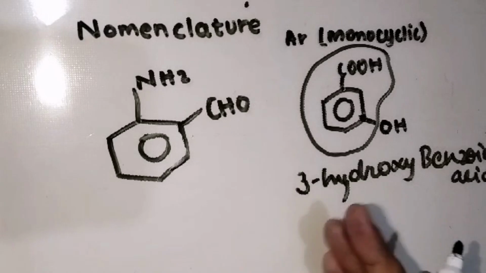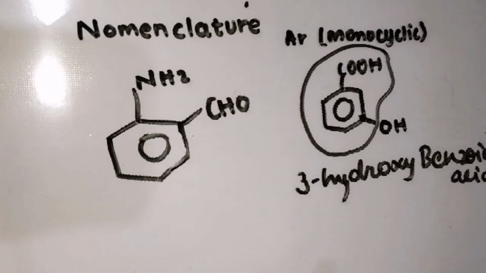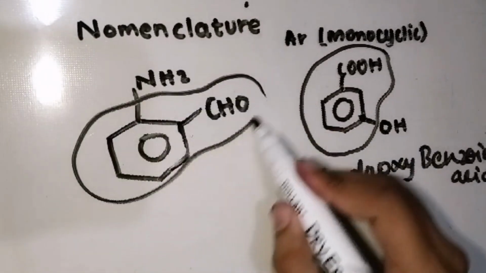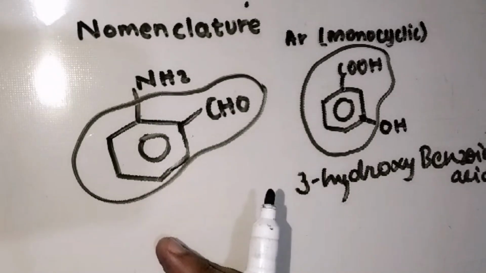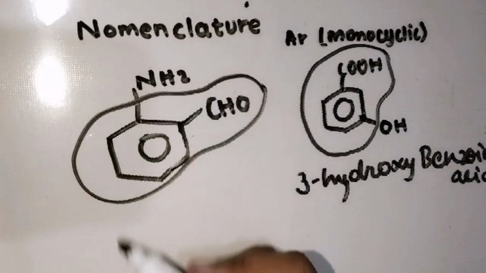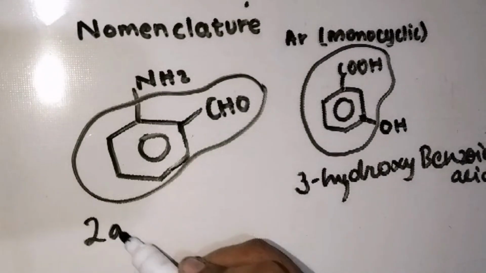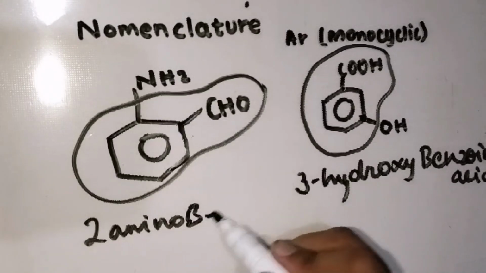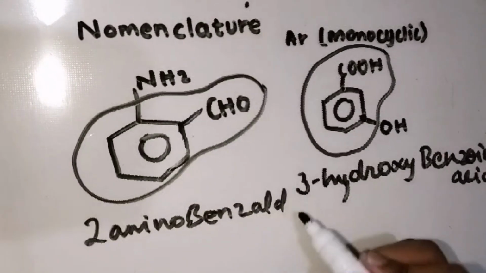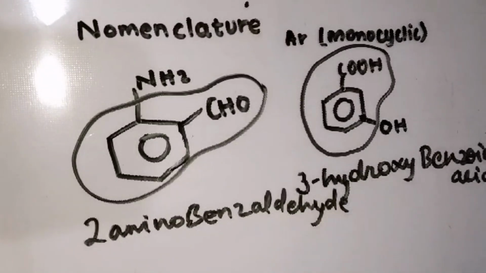Now let's talk about this. So the priority of this group is more, so we will be naming this compound as benzaldehyde, and due to the presence of this amine group, we will name it as 2-aminobenzaldehyde. So that would be 2 compounds.